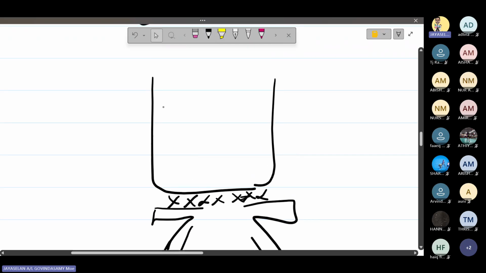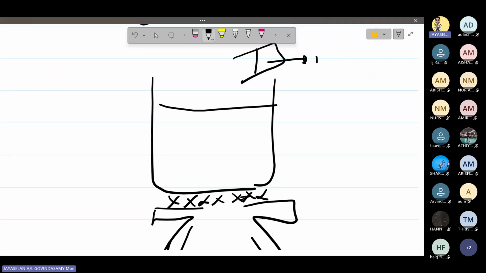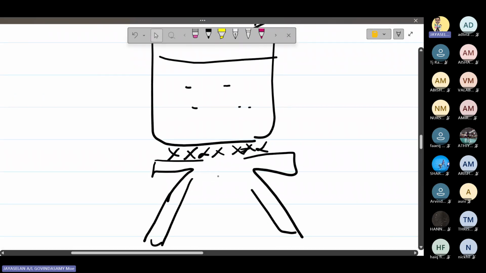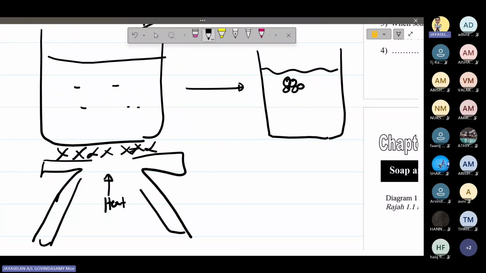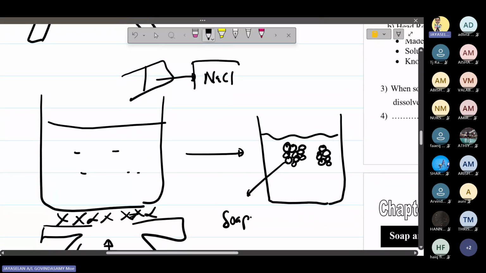After that, you already got soap and detergent, right? They will ask, what is the purpose of adding sodium chloride solution? You have to add sodium chloride solution, then heat for a while. After a few minutes, you can see a lot of white solid will form. And this solid is known as what? Soap.